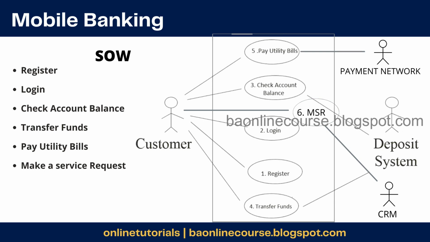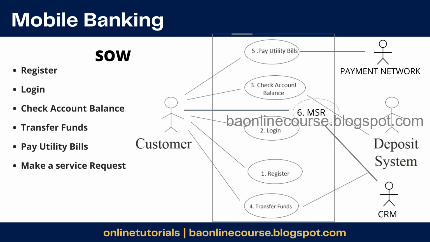So where do you get the balance from? You have to get the data from another system. So there is an interaction between the use case and an external system. So this becomes an actor now. The deposit system becomes an actor, right?